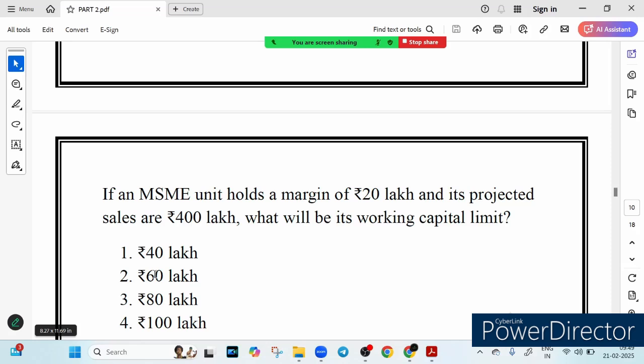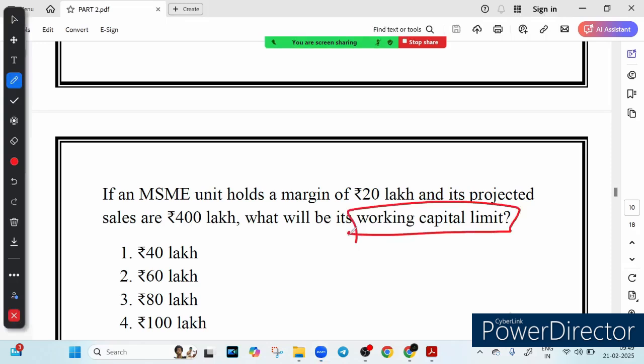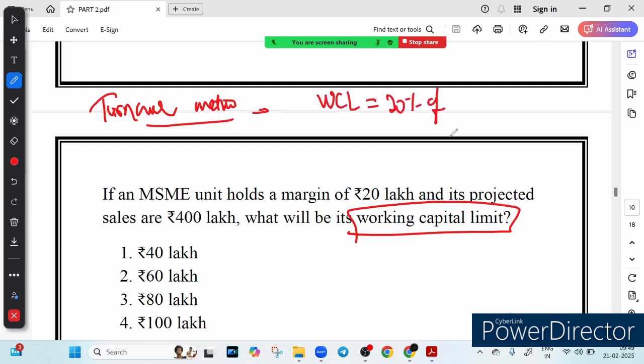So the question is how to calculate this WCL. What is the meaning of WCL? Working capital limit. Banks use something called the turnover method to calculate it. I think we have talked about it earlier. As per the turnover method, working capital limit is equal to 20% of projected sales. I think we know it, right?